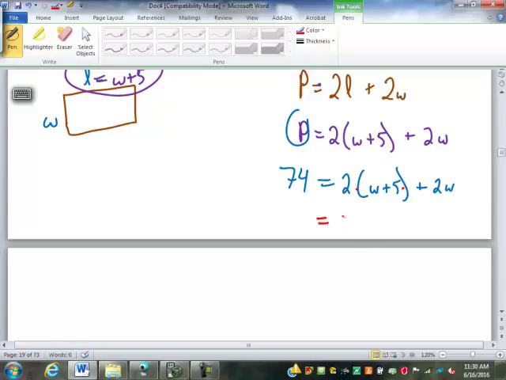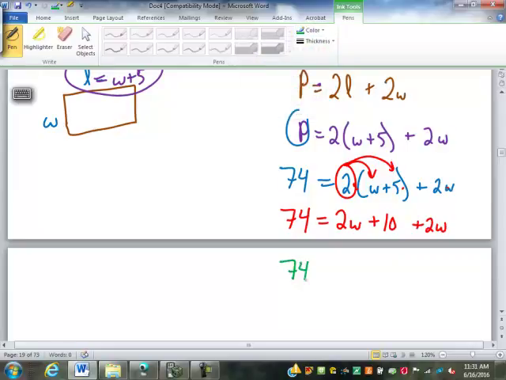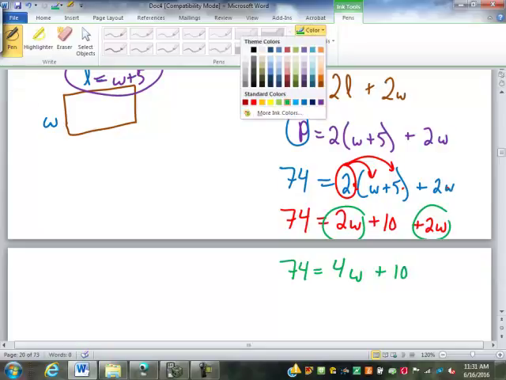We see the parentheses. There's nothing we can do in the parentheses. So we're going to multiply by the 2. 2 times W is 2W. 2 times 5 is 10. And we got the other 2W. And then 2W and 2W makes 4W. So plus 10.